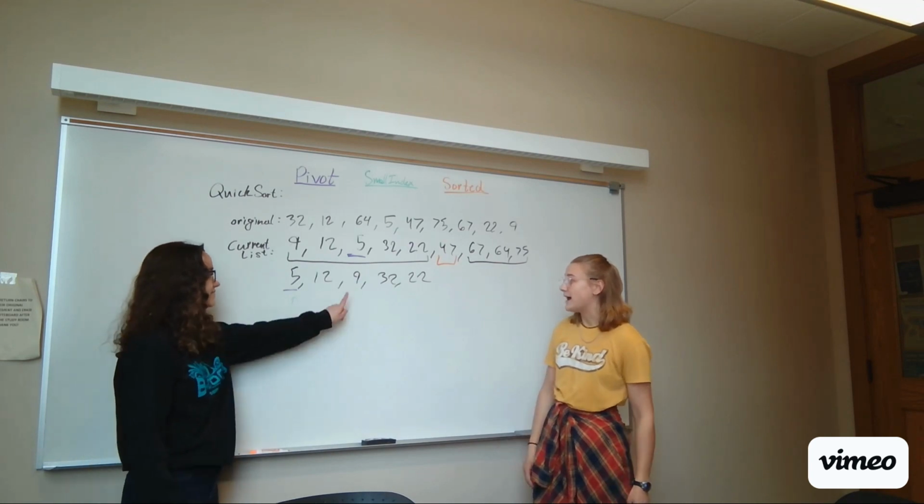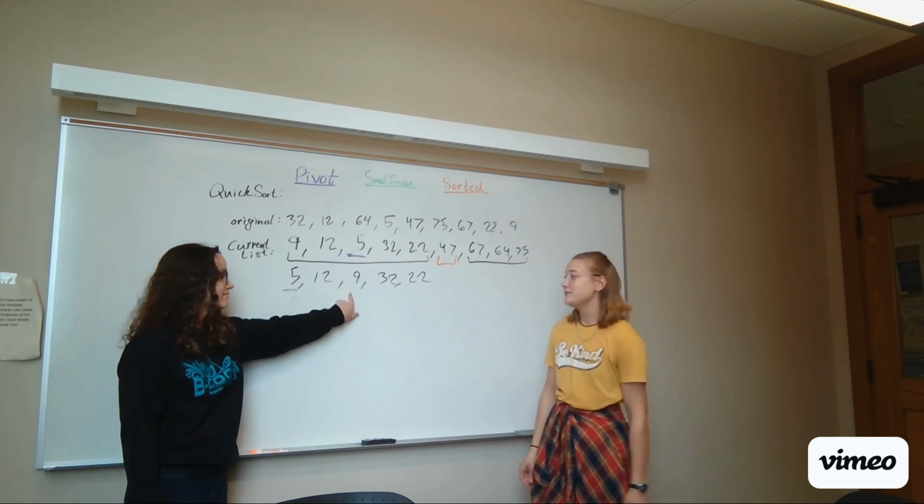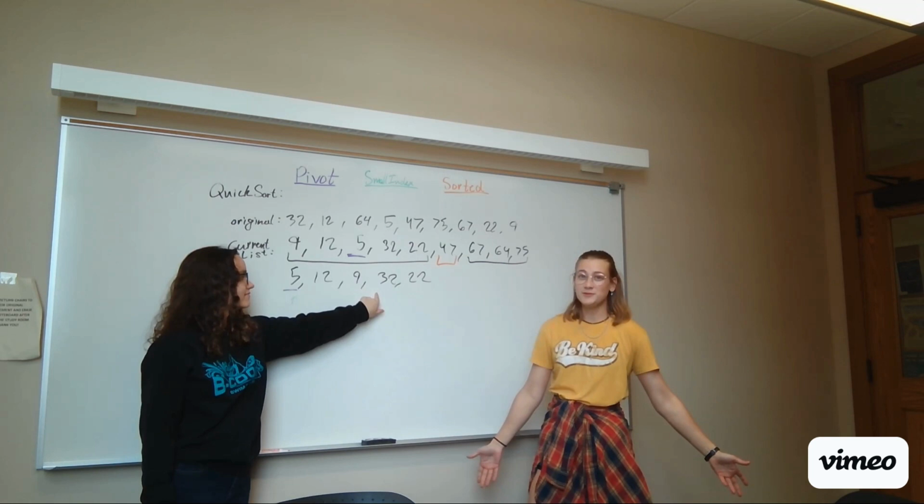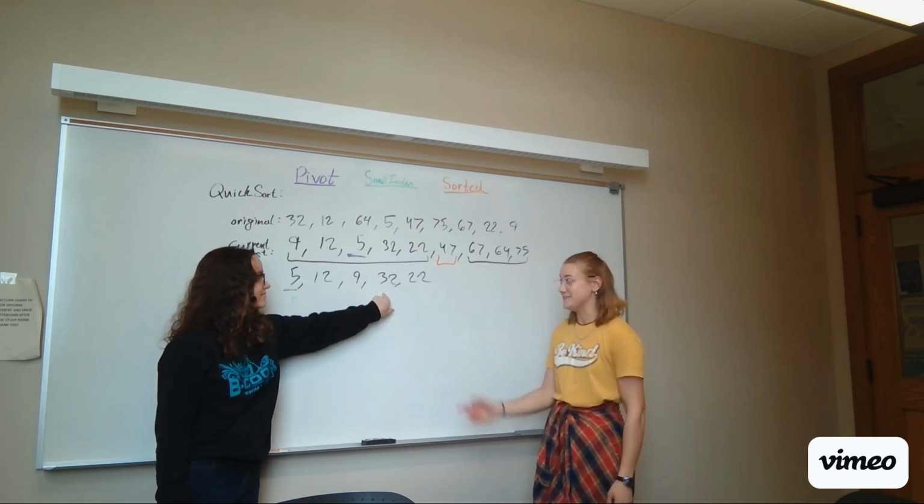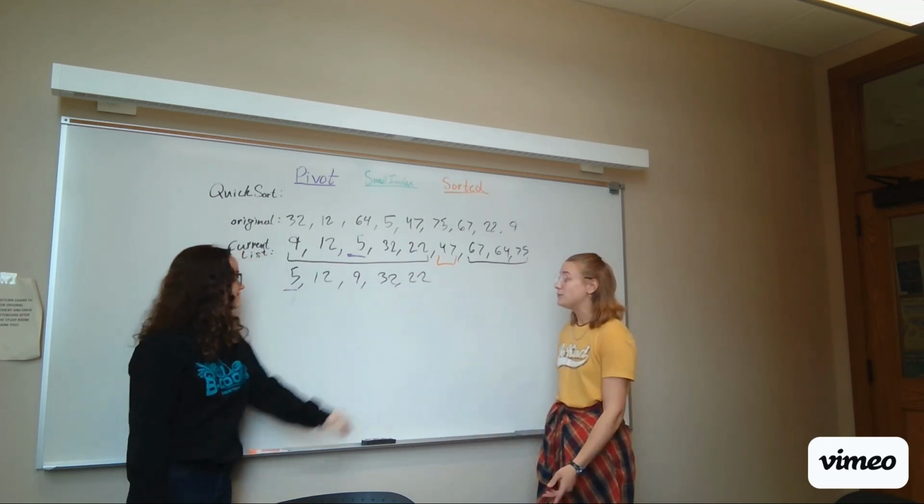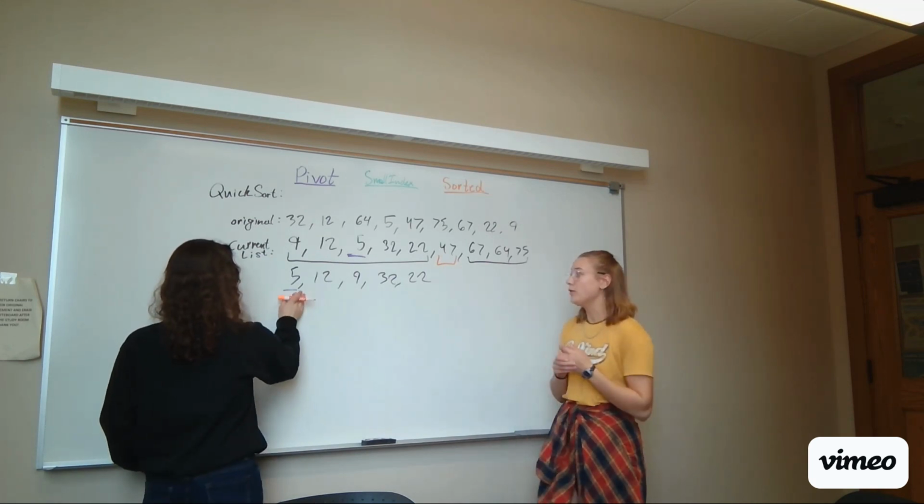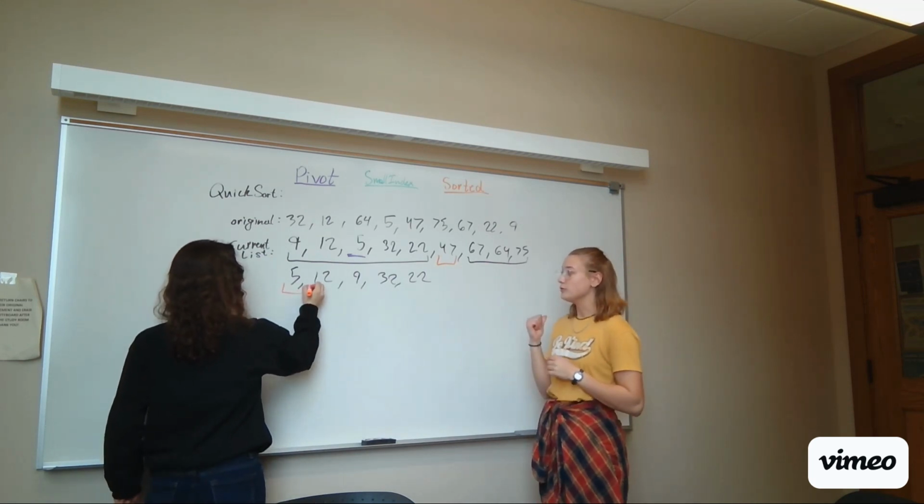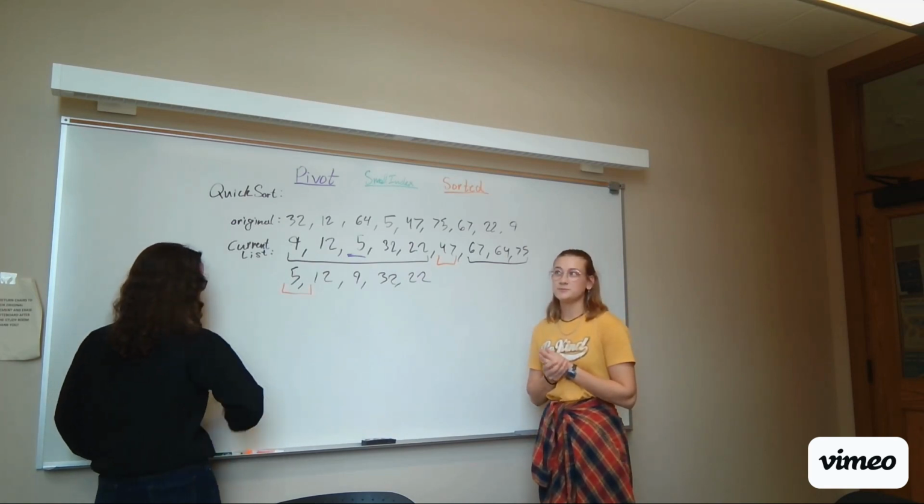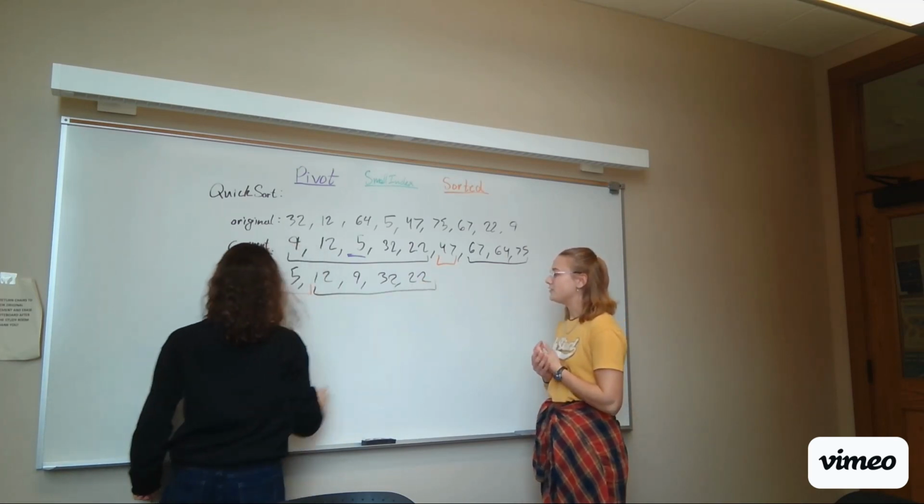Then we move on to 9. 9 is also larger than 5, so it's going to stay where it's at. 32 is also larger than 5. It's going to stay where it's at. Same with 22. Now we move on, and 5 has been sorted. We know this because all the numbers to the right of 5 are larger than itself. On to our next list.